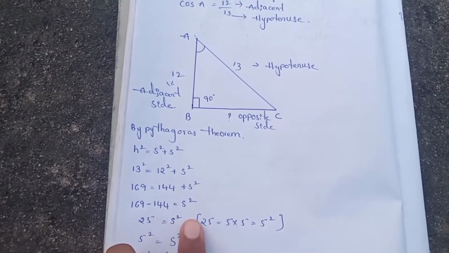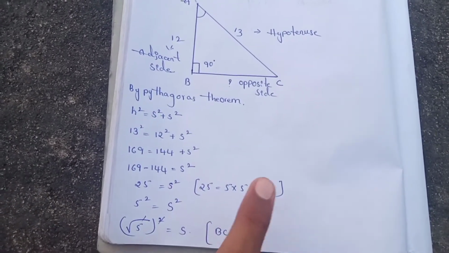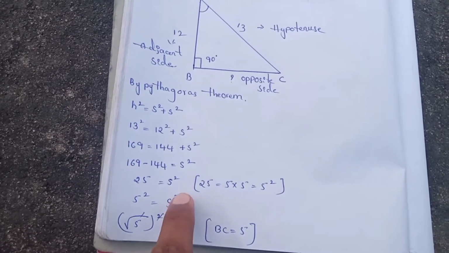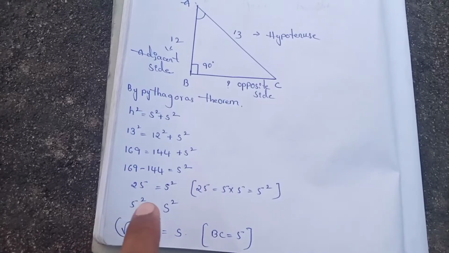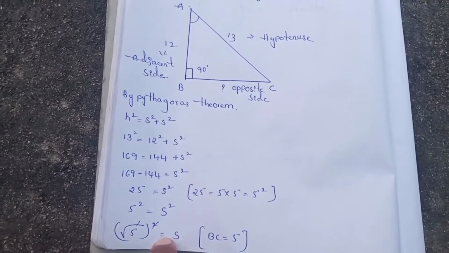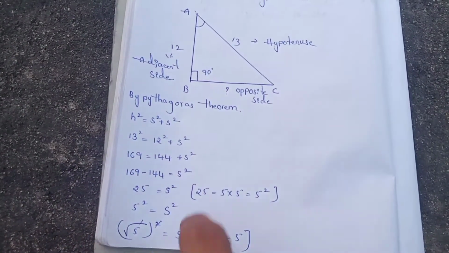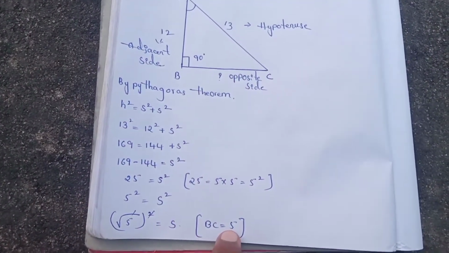25 is equal to side square. We already know that 25 can be written as 5 into 5, that means 5 square. 5 square is equal to side square. The square on the RHS goes to the LHS and becomes a root: root of 5 whole square. The square root cancels, so the side is 5. What is the side which we have found here? BC. BC is nothing but 5.